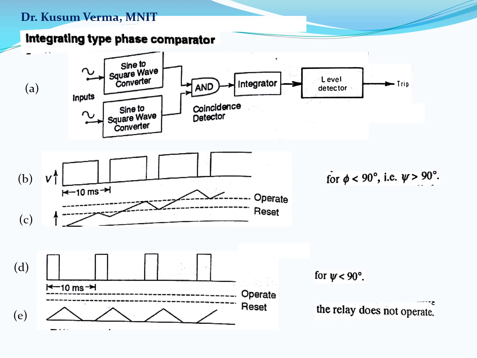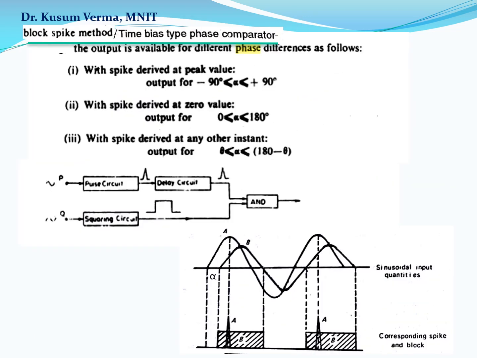Figure D and E shows the output of the AND gate and the integrator respectively. This situation is for psi equal to 90 and is the limiting condition, and the relay may be said to operate at psi equal to 90 degree. The third type of phase comparator is known as time bias type phase comparator, and it is based on the block spike method.